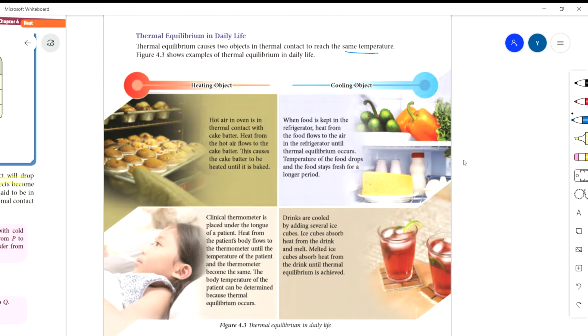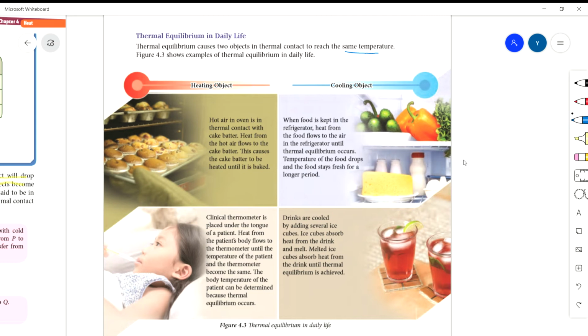So why do we put the batter in the oven? Kenapa selalu kita kata panaskan oven dulu ke? So the hot temperature inside here will bake your cake or anything you masak, until it reaches the same temperature.